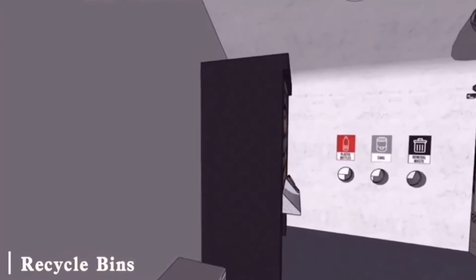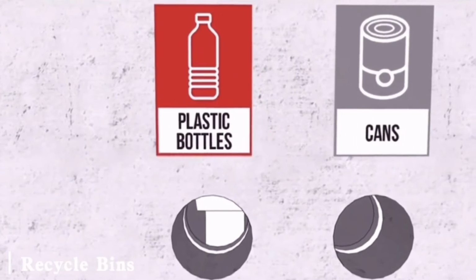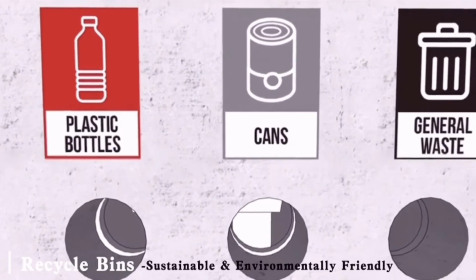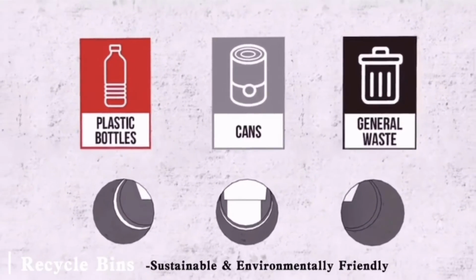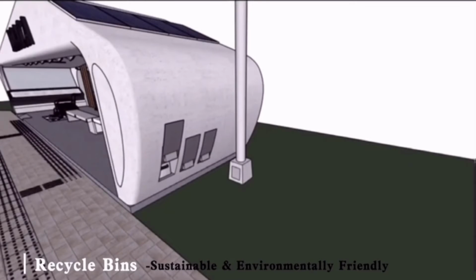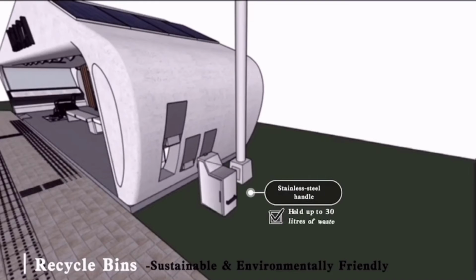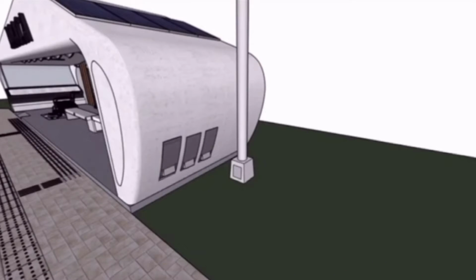Recycle bins were also designed for users to dispose their waste. Our recycle bins are made out of stainless steel, which is a very sustainable and environmentally friendly material. Additionally, our recycle bins are designed to be clean and managed easily. Cleaners can easily take out the waste and change the trash bag by pulling out the stainless steel handle at the back of the bin. By providing recycle bins at our bus stop, we hope to raise awareness of waste categorization to our users.